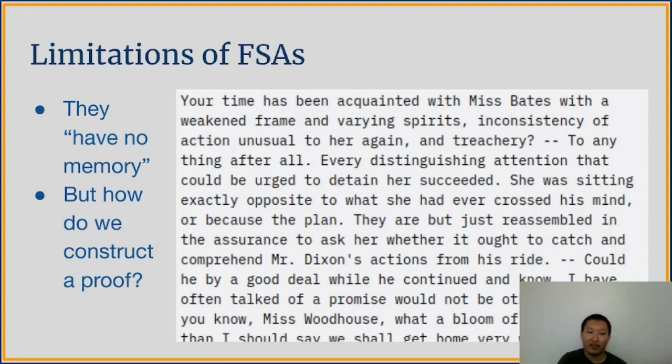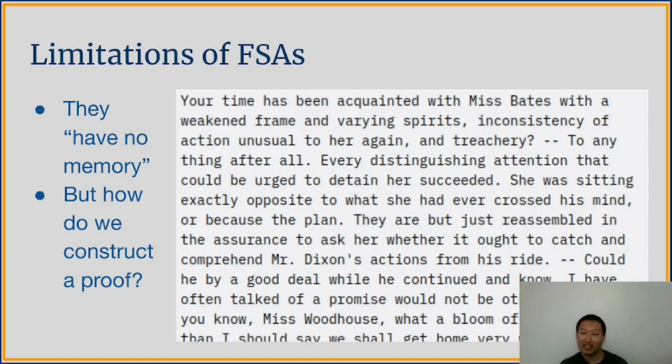Okay, so there are some limitations of the finite state automaton. Most chiefly, they have no memory, basically. I've come up with a machine here that uses this finite state automaton model, and I trained it to read Jane Austen's Emma, and after it read Emma, it spit out this text that's based on Emma. I'll read it here. "Your time has been acquainted with Miss Bates with a weakened frame and varying spirits, and consisting of action unusual to her again in Treasury."